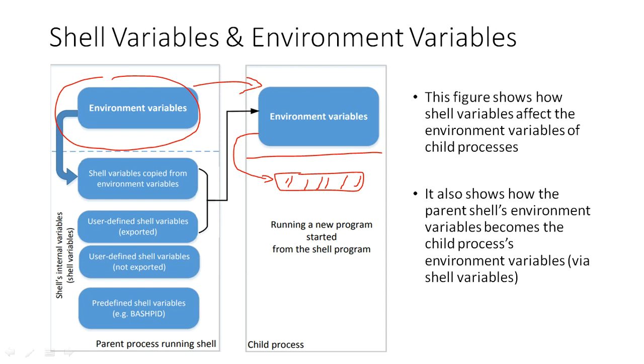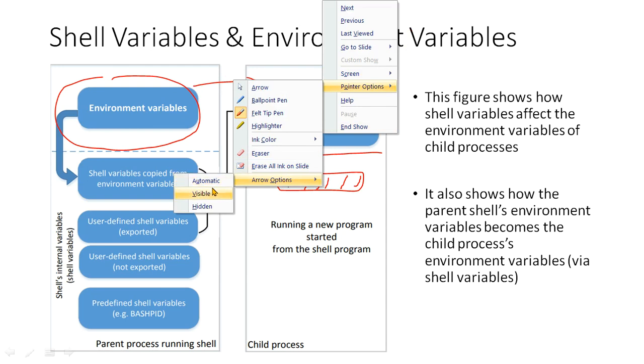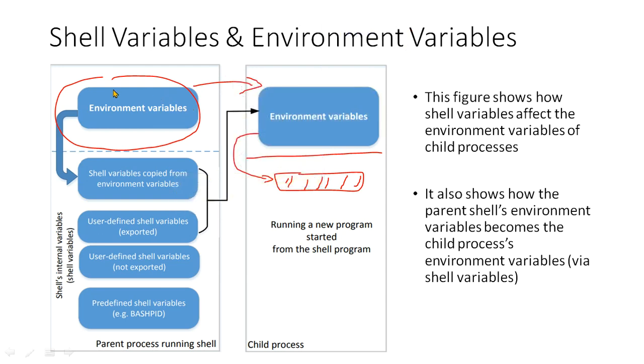In one of the previous slides, we said that when we run a child process, all environment variables of the child process are copied, inherited from the parent process. So here, all these variables are copied to the child process, but also some new variables defined by the parent process can be inherited by the child process as well.